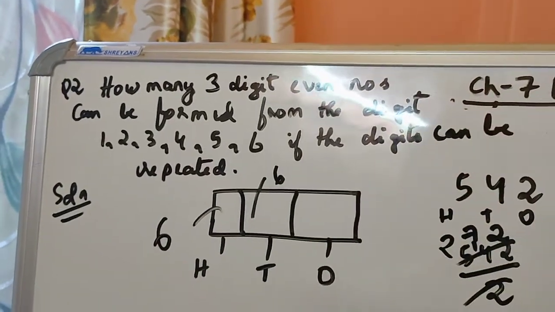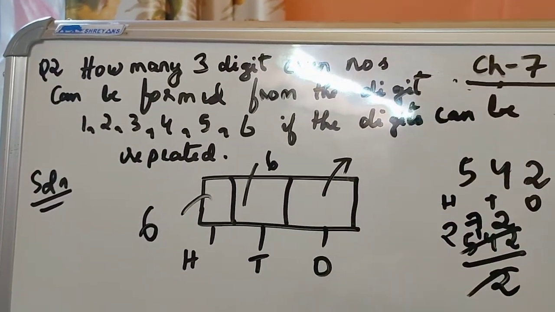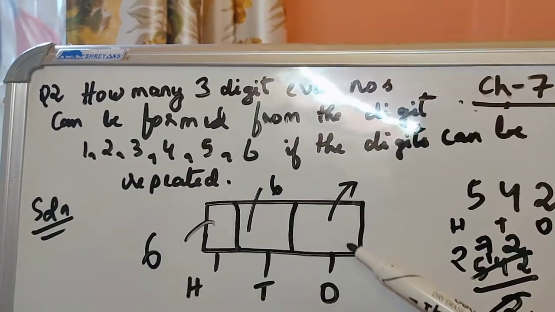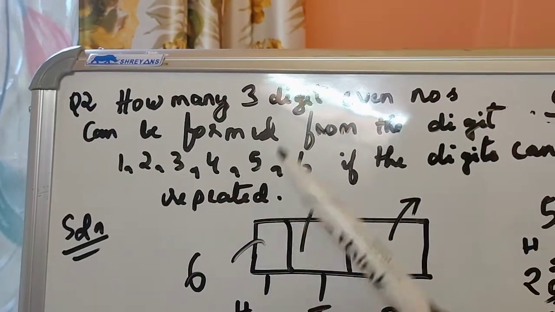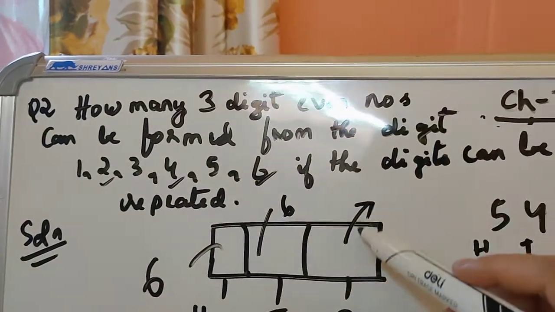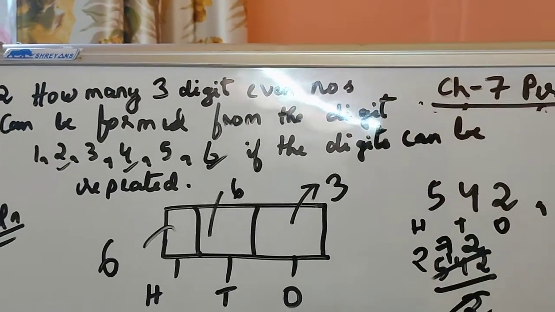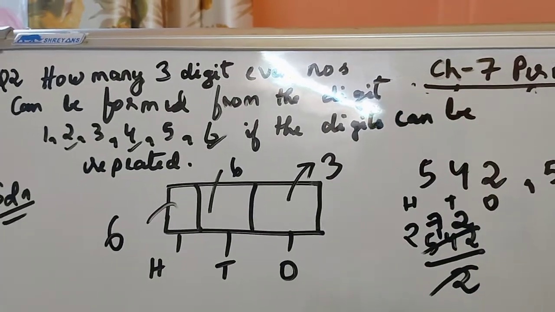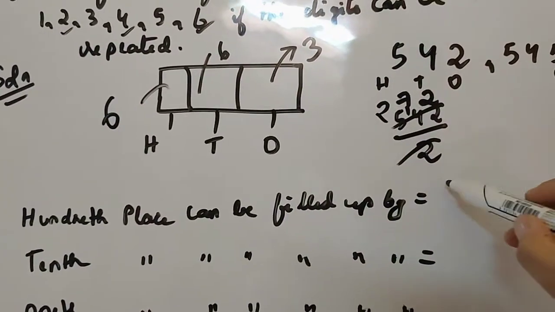Now for the 1 place. Because we need an even number, we have to put only even numbers. Now which are the even numbers here? Even numbers are 2, 4 and 6 only. So in the 1 place you have only 3 numbers. You cannot use other numbers. So you have only 3 ways. I hope this one is clear to you. Now you write: the 100 place can be filled in 6 ways.